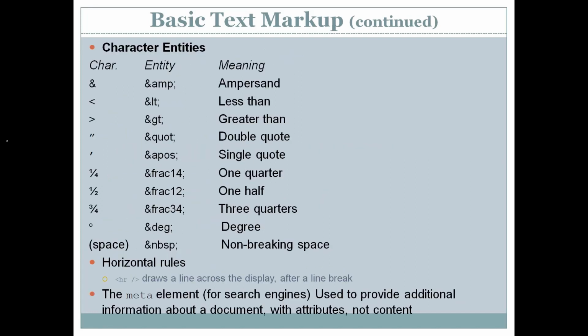Next is character entities. There are many different special characters which we may want to display on the web page, but because of those characters' special meaning, they cannot be directly displayed on the screen. For example, if I want to display a greater than symbol like this, or a less than symbol, I cannot display this on the web page because these symbols have a special meaning. What is the special meaning?